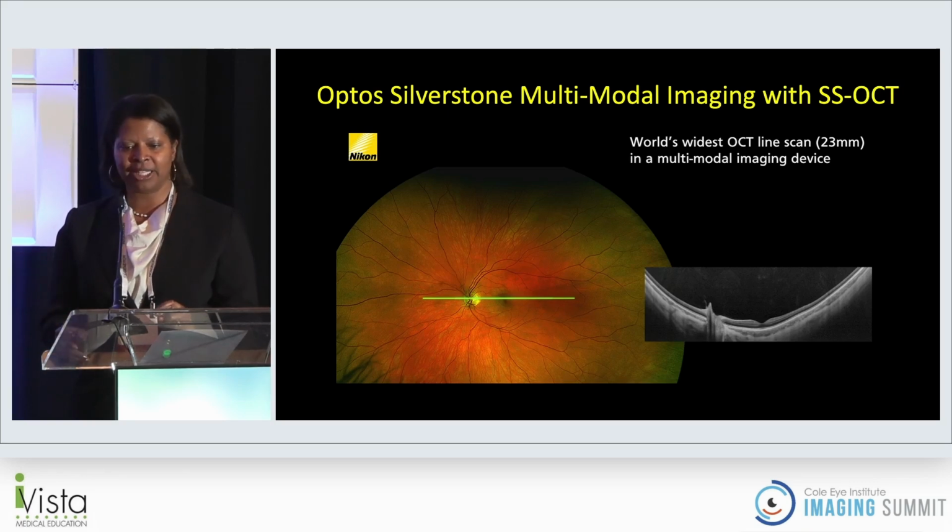And we heard a little bit about the Opto Silverstone platform, and that is a platform that's relatively new, and it's able to image both the macula and the peripheral retina. So you can localize your OCT B-scan over the area of imaging interest.